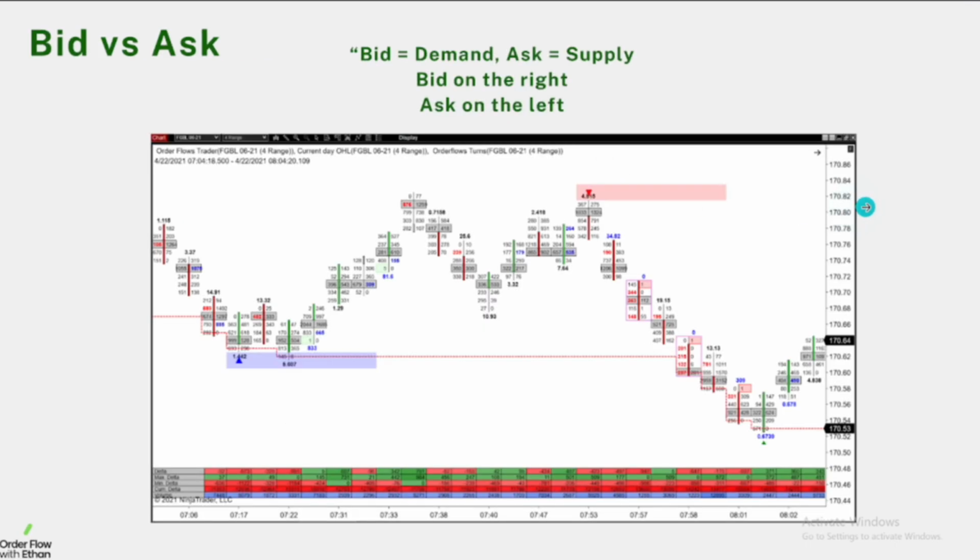Okay, so bid versus ask. The bid is the demand, ask is supply. Bid on the right and the ask is on the left. So these are the contracts that were sold, these are the contracts that were bought. And yes, it's very easy to distinguish because blue color equals people who bought, red color here are people who sold, the ask, and this is the bid. So we buy the ask and sell the bid. Okay, so here, as you can see, these are your imbalances, single prints happening all over, and it just gives you greater edge in the market.